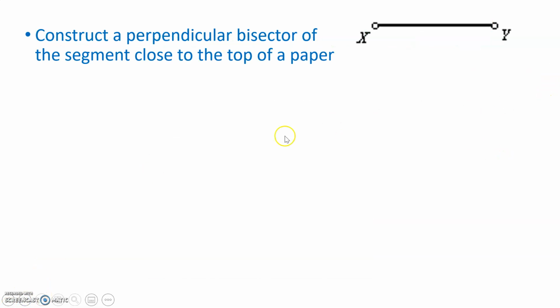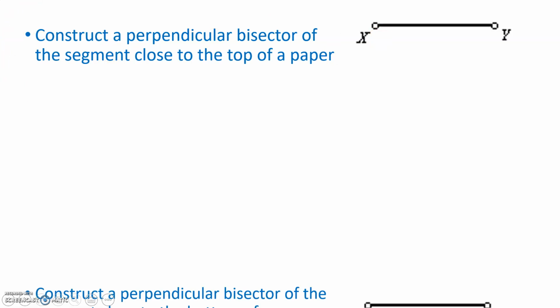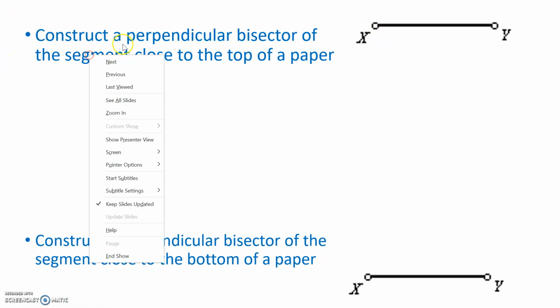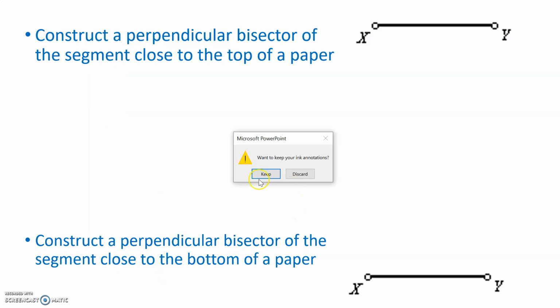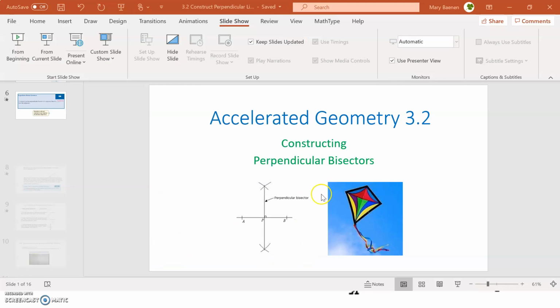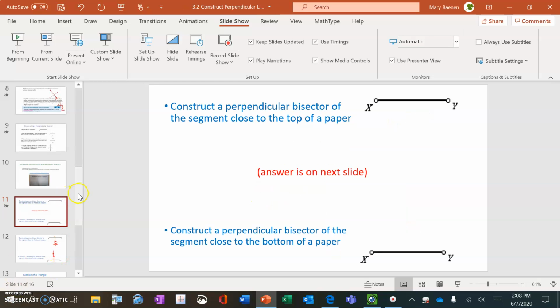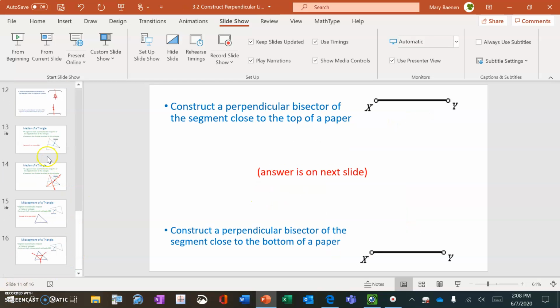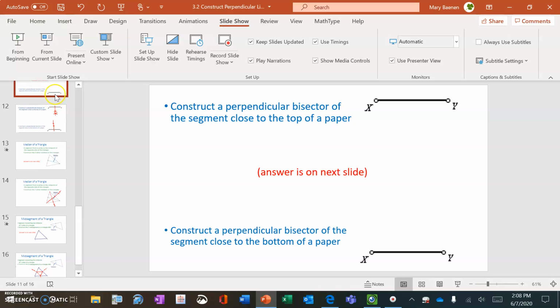Okay, now construct a perpendicular bisector of the segment close to the top of the paper. So let's see if I can do this. I'm going to end the show here. Do I want to keep it? Yes. Okay, so let's go back to that slide. I think that slide is over here.